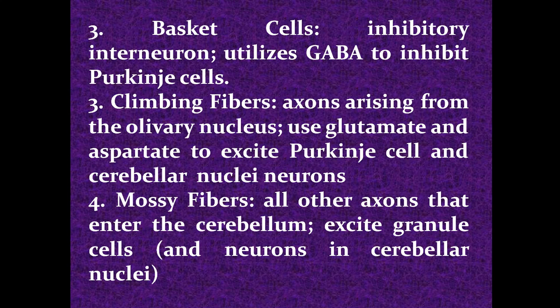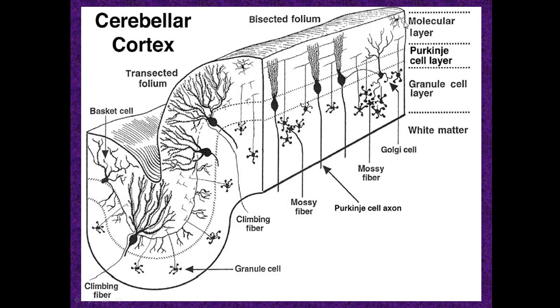Also, we have what are called basket cells. These are inhibitory interneurons. They utilize GABA to inhibit the Purkinje cells. And we have two types of fibers: climbing fibers, arising from the olivary nucleus, using glutamate and aspartate to excite the Purkinje cells and cerebellar nuclei, and mossy fibers that enter the cerebellum. All other axons leave the cerebellum through the cerebellar nuclei. This is the molecular layer. This is the Purkinje cell layer, and this is the granular cell layer, and this is the climbing fibers, and these are the mossy fibers.